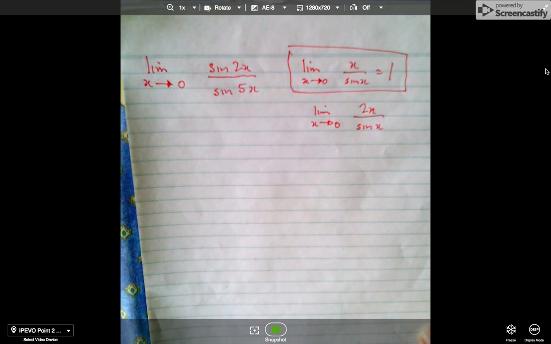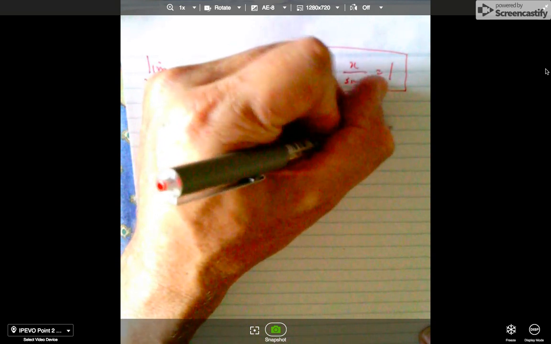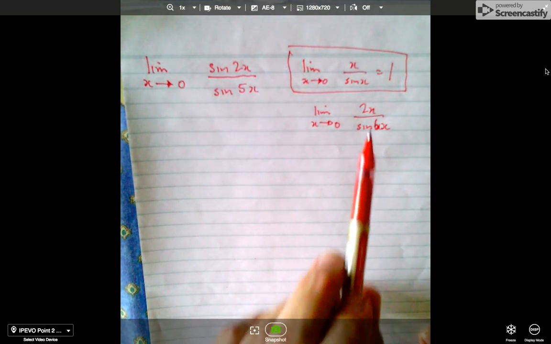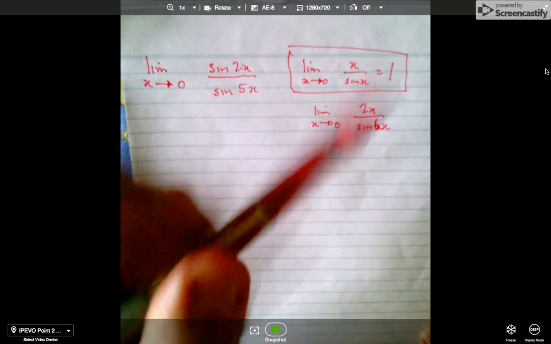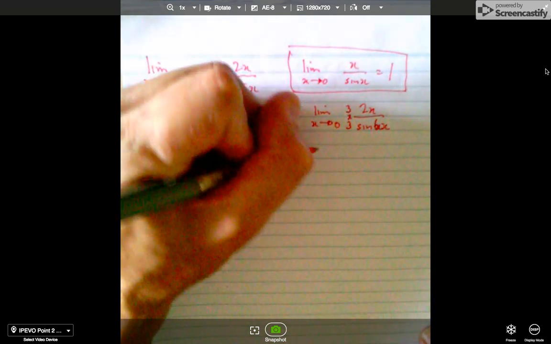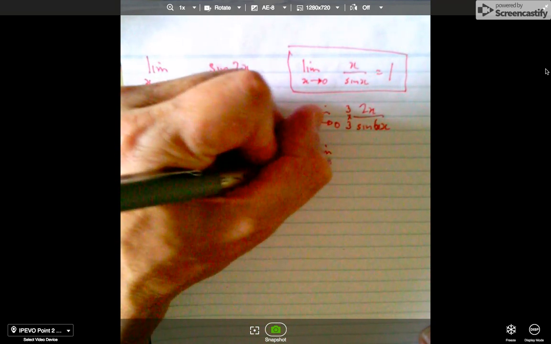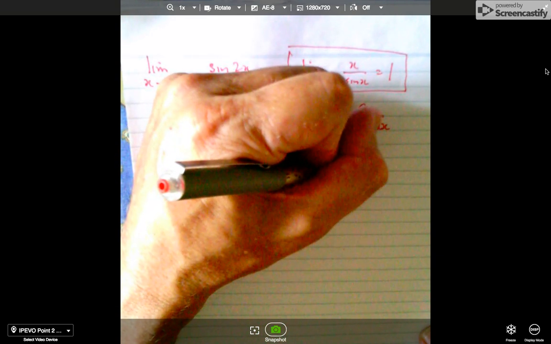But what we can't do is, if this is the limit as x tends to 0 of 2x over sine x, we've got to do a little bit of manipulation. Or if this was a 6x down the bottom here, we would have to do a little bit of manipulation, because it only works if this is x and this is x, or if this is 6x and this is 6x. So in this case, we might have to times the top by 3 to get to 6x and times the bottom by 3.